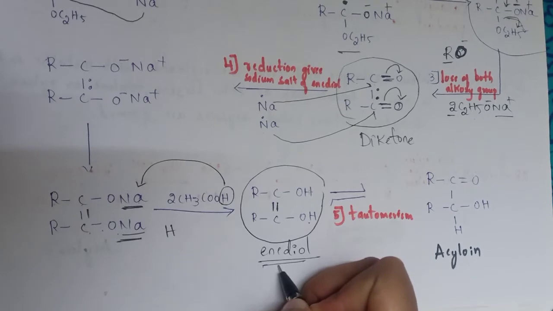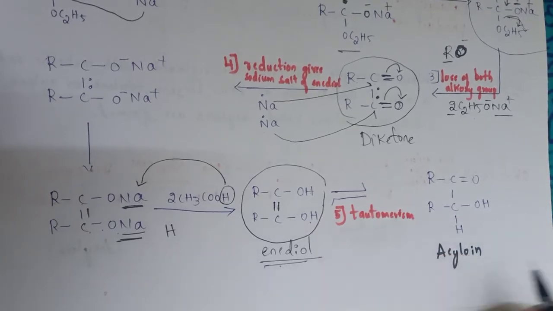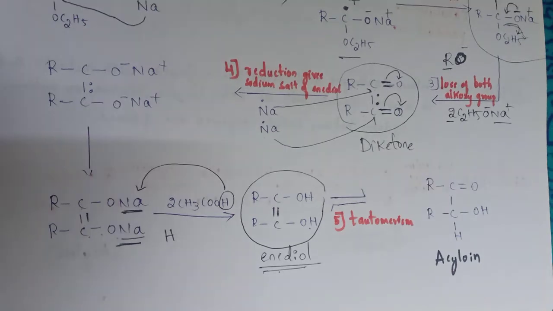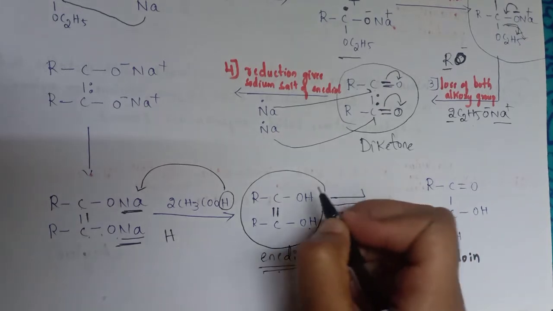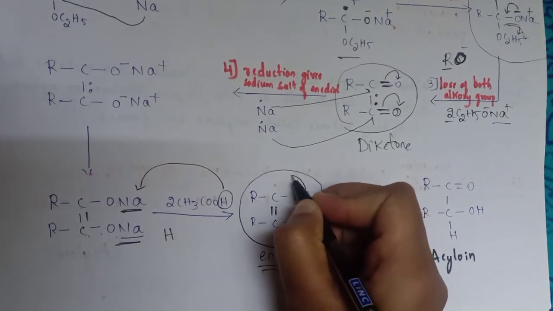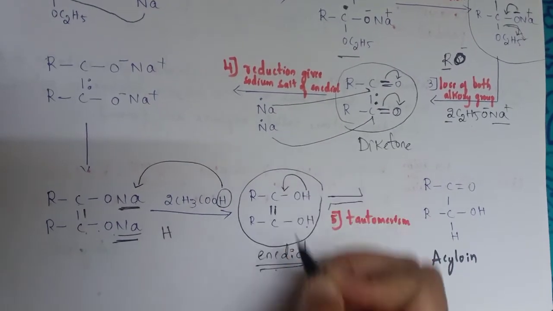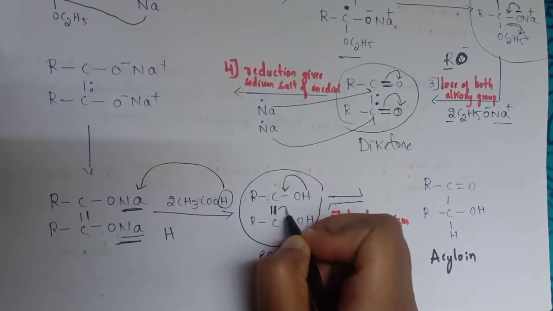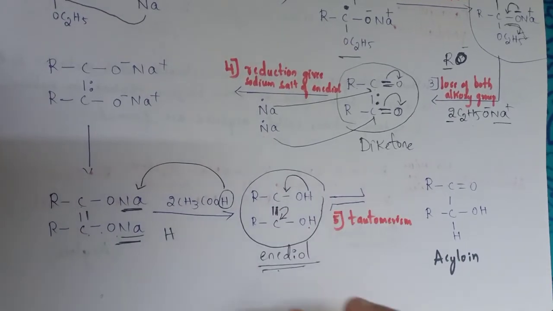When this undergoes tautomerism, we will get acyloin, which is also called alpha hydroxy ketone. What is tautomerism? These are interconvertible structures where relocation of a hydrogen atom takes place. Observe it carefully. This hydrogen is shifted and it becomes a bond, and this bond is shifted towards the carbon and it will become a hydrogen.